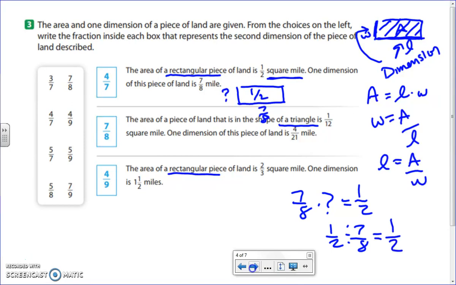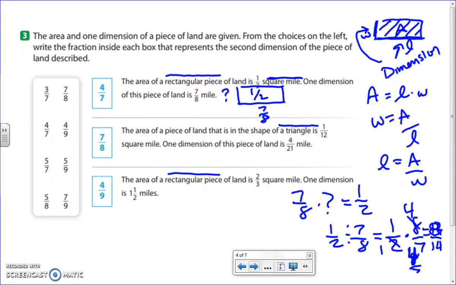So keep change flip, cross reduce, or multiply straight across. 16 over 14, which is really 8 over 7, or 1 1/7. I would reduce like this, and then I wouldn't have to reduce later. It should not be 16, it should be 8 there. Sorry about that. 4/7. Okay, so 4/7 is what I'm going to say. Let's see if Mr. Gillen was right. Oh, the answer's already on there. 4/7. Good job, Mr. Gillen. We got it right.